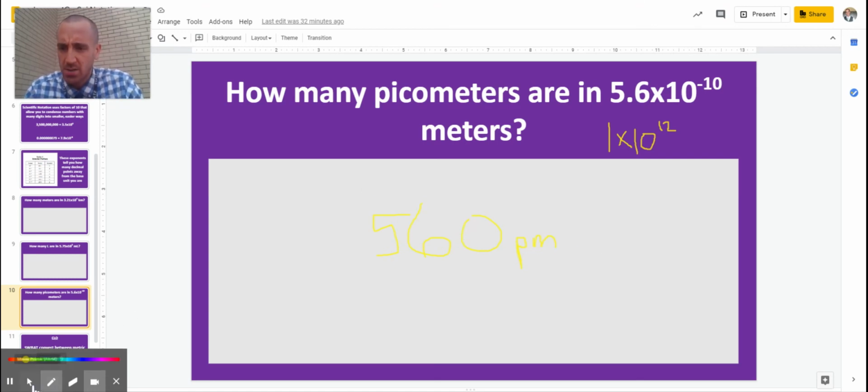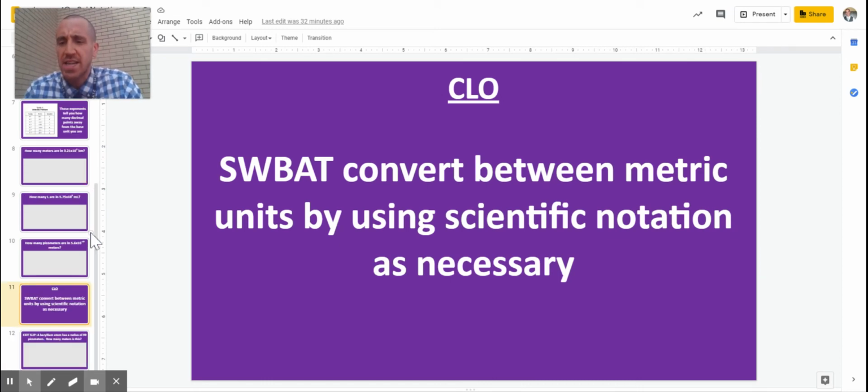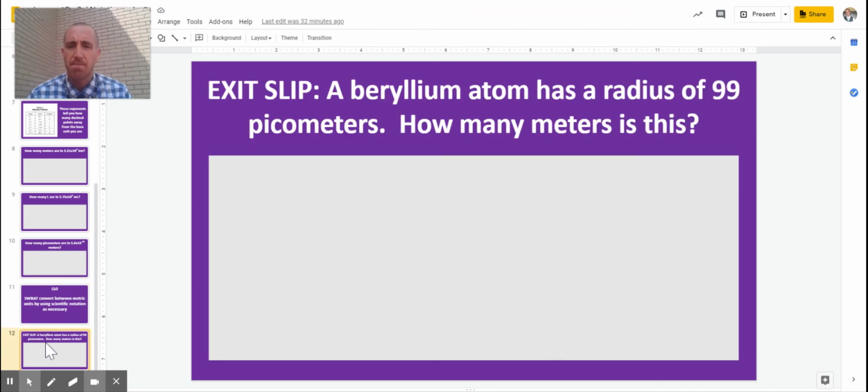All right. So look, guys, I know we're probably cruising through this for some of you guys. Some of you guys think it's too easy. Some of you guys are probably really confused. It's just an introductory assignment to get you guys used to looking at metric conversions that involve scientific notation. So the goal was to convert between metric units by using scientific notation as necessary. Here is your exit slip. A beryllium atom has a radius of 99 picometers. How many meters is this?